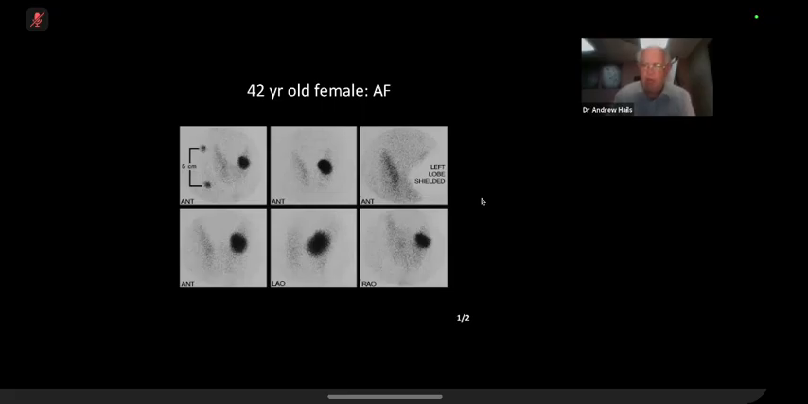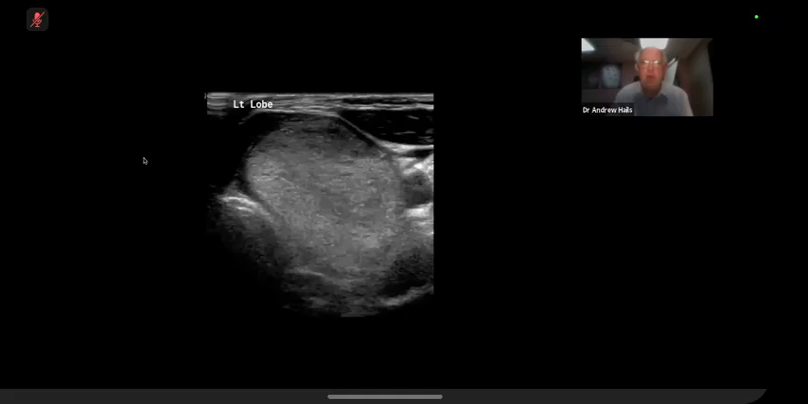I'm not sure this is going. Okay. It's a hot nodule. And there is a nodule.